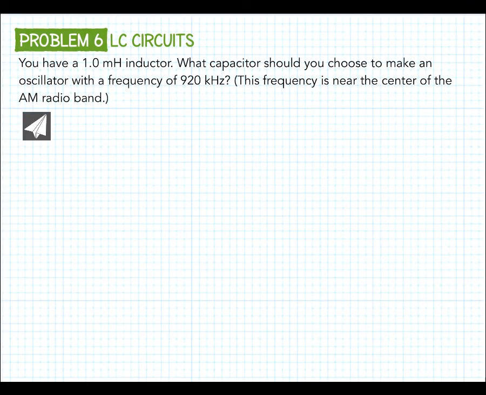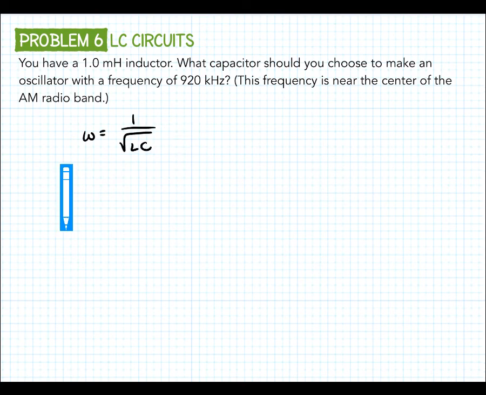Okay, so here we're given an inductor, and we want to know what capacitor we're going to need in order to reach a particular resonant frequency. So we know that omega equals 1 over the square root of LC. So solving for C, we get omega squared is equal to 1 over LC, and therefore C is going to be equal to 1 over omega squared L. Now we have to go in and find our values.